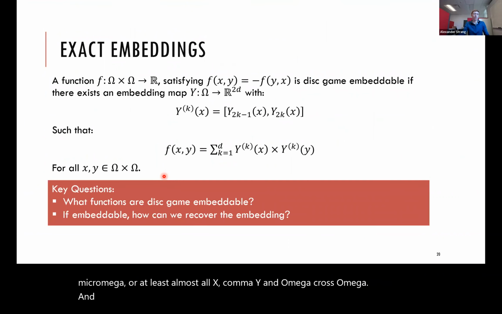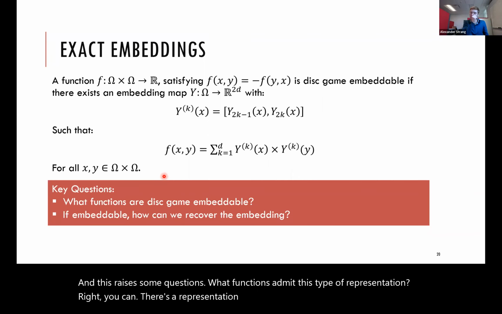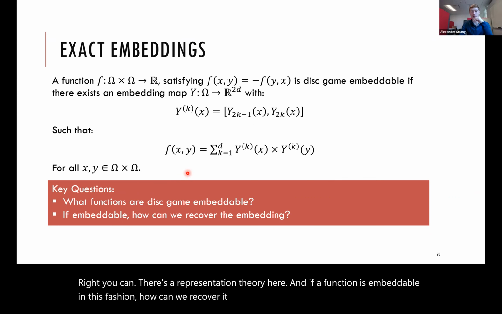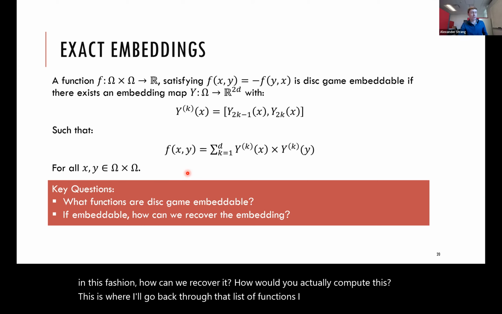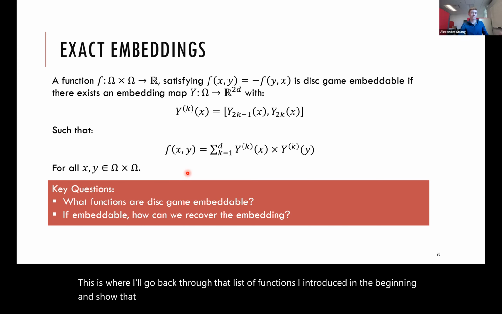And this raises some key questions. What functions admit this type of representation, right? You can think there's a representation theory here. And if a function is embeddable in this fashion, how can we recover it? How would you actually compute this? This is where I'll go back through that list of functions I introduced in the beginning and show that all of these different classes of simple functions that you can write down are all finitely embeddable.